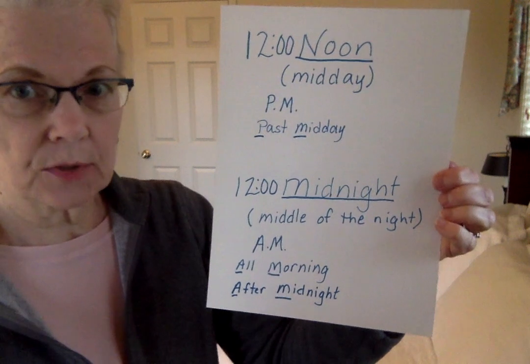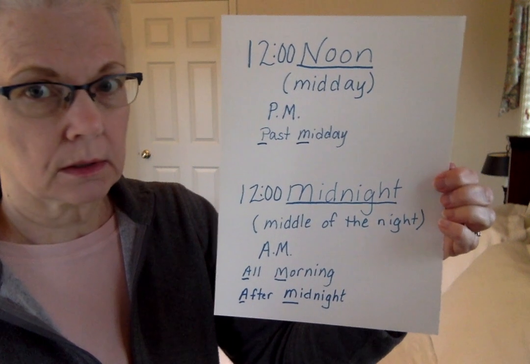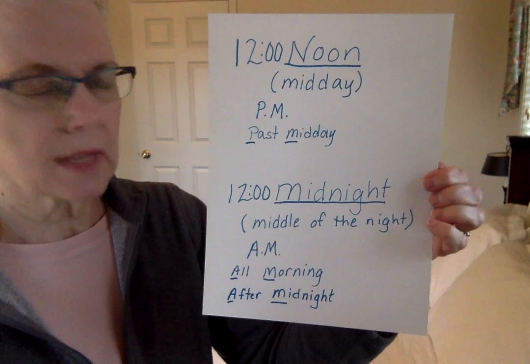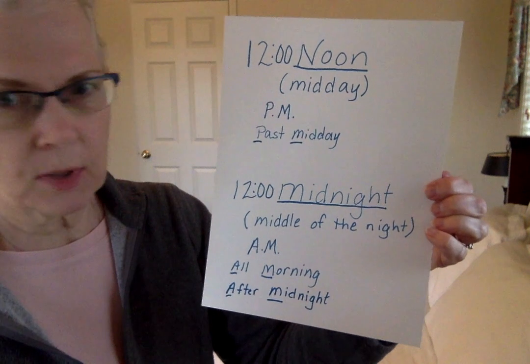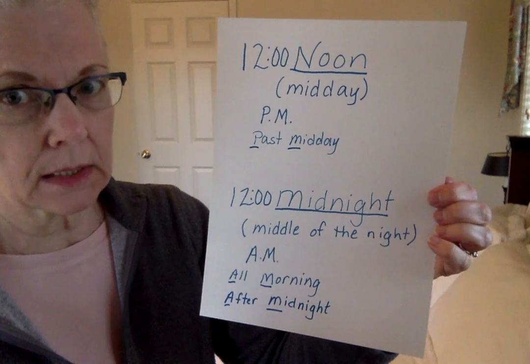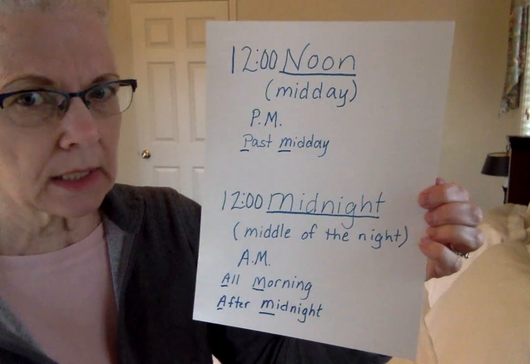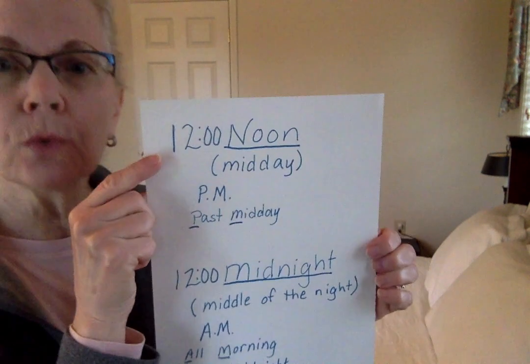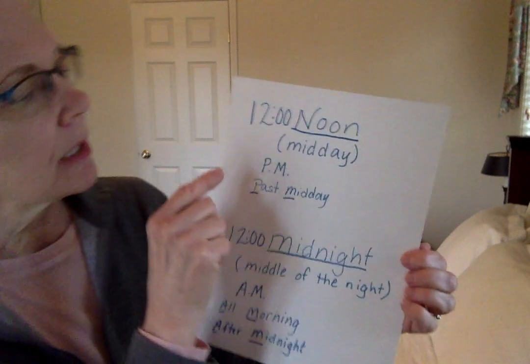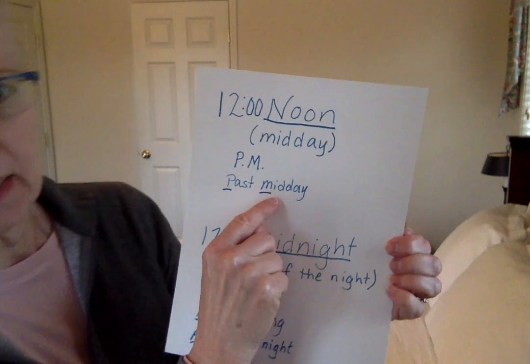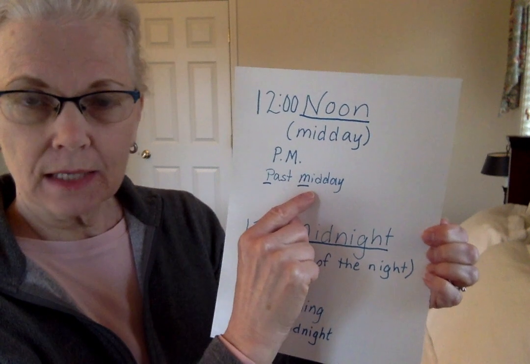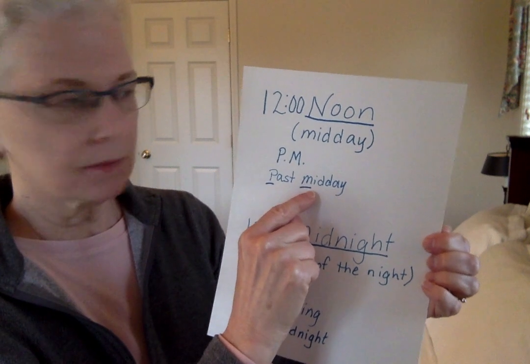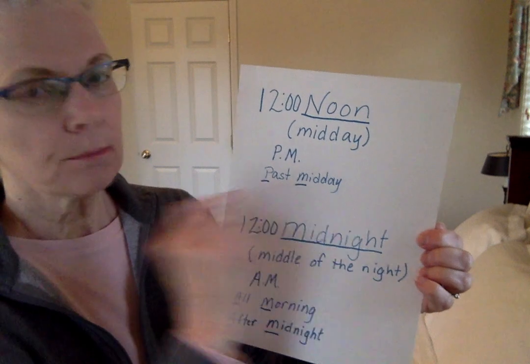Now some of that time you're sleeping because it's dark. That's like midnight. We don't say midnight is 12 p.m. or AM. We just say 12 midnight. And then everything after midnight is AM until we get to noon. And everything past midday, noon is midday, everything past the middle of the day is PM.